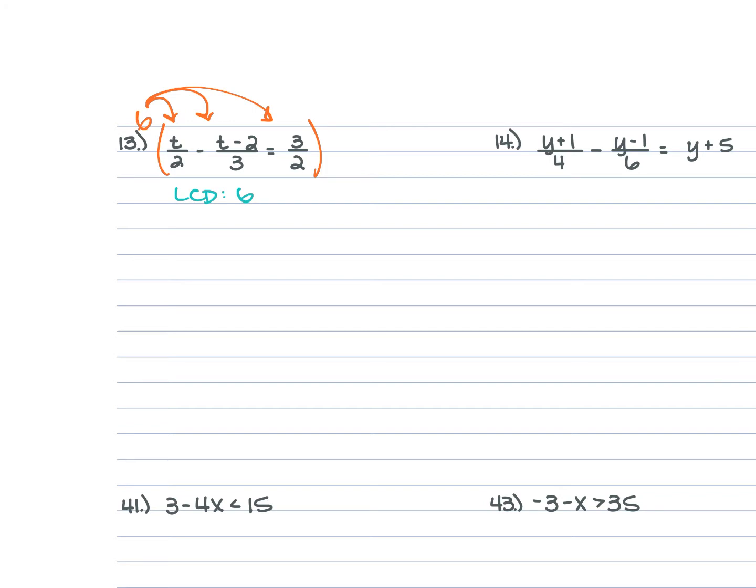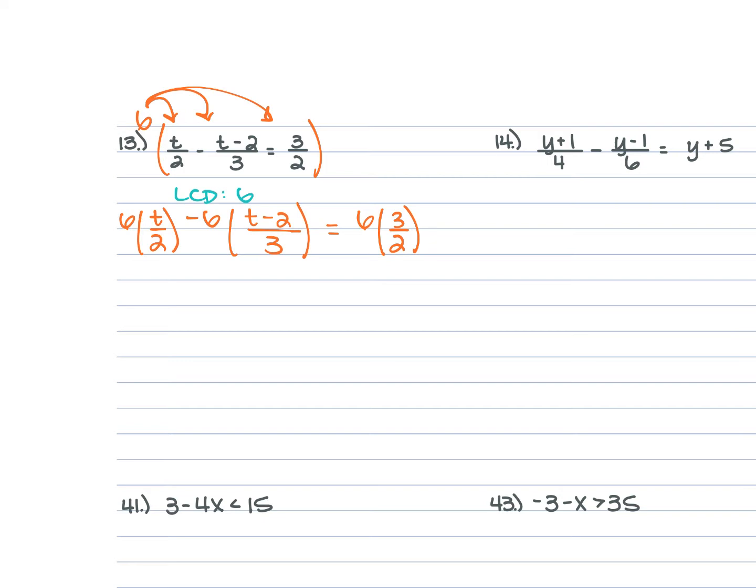So when you go to multiply this, you're going to do 6 times t over 2. Turn that 6 into negative 6 times t minus 2 all over 3 is equal to 6 times 3 over 2. It's going to make your life a lot easier if you keep that negative with the term that you're multiplying in and you write it out like this. Simplify before you multiply. It makes things so much easier.